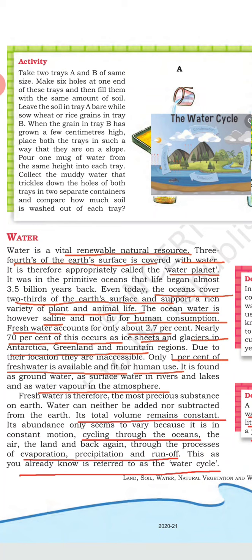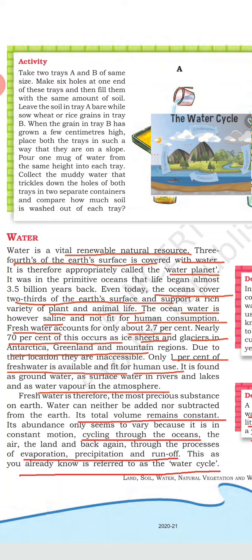Nearly 70% of this occurs as ice sheets and glaciers in polar regions and mountain regions. Hardly 1% of total freshwater is distributed very unevenly around the world. Around 3% of total freshwater is present in lakes, rivers, reservoirs, and underground sources. Sources of fresh water on the earth's surface are rainwater, surface water, and groundwater.